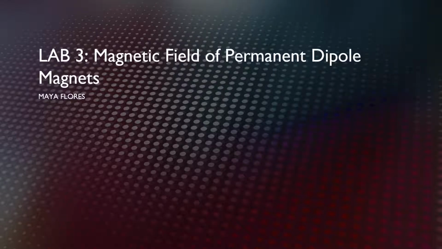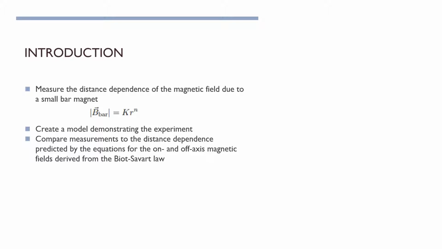This is lab 3, magnetic fields of permanent dipole magnets. So this lab had 3 parts. First, we conducted an experiment where we measured the distance dependence of the magnetic field due to a small bar magnet. Then we created a model to demonstrate this experiment. And then we compared the results from our measurements to the output of this model we created using the equations derived from the Biot-Savart law.